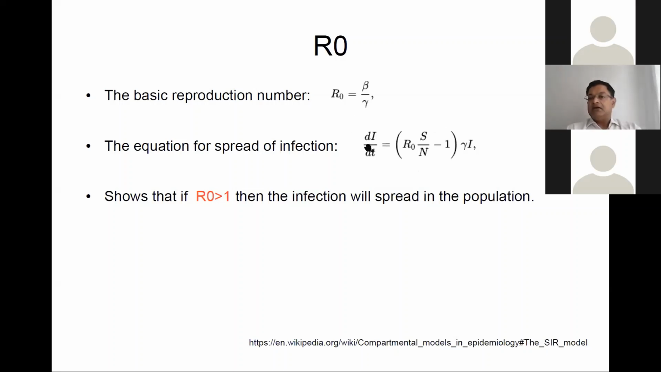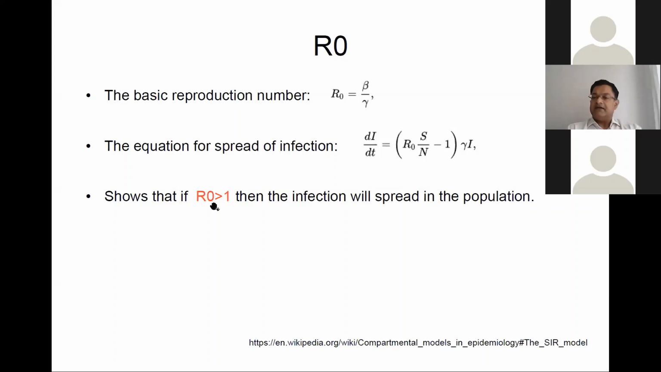So if this gamma is a positive number, and if this quantity is positive, then dI/dt will actually be positive. And if this quantity is negative, then this dI/dt is going to be negative. And that's the key equation that helps us understand whether the infections will grow over a period of time, or whether the number of infections will actually decline, depending on whether this bracket over here is positive or negative.